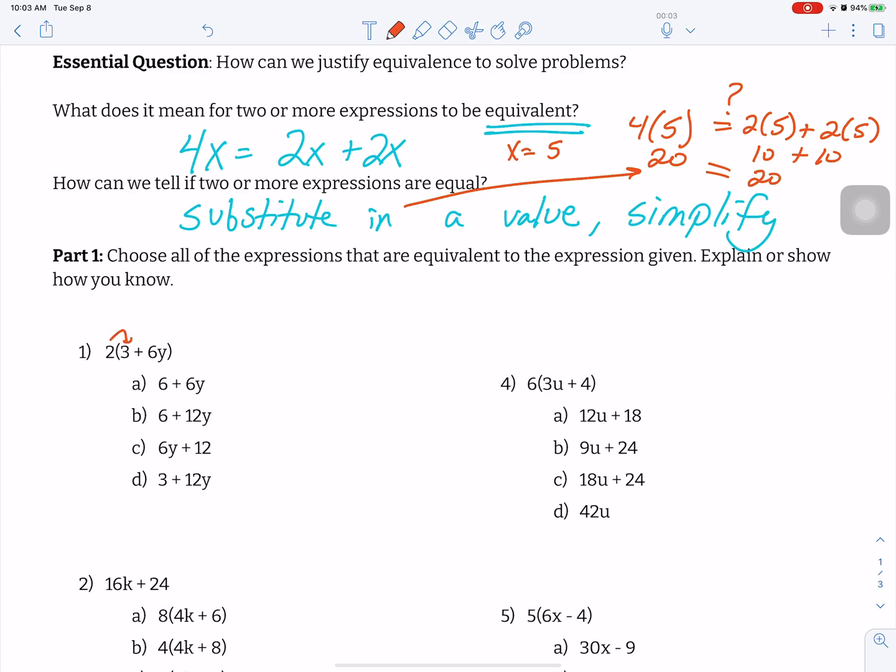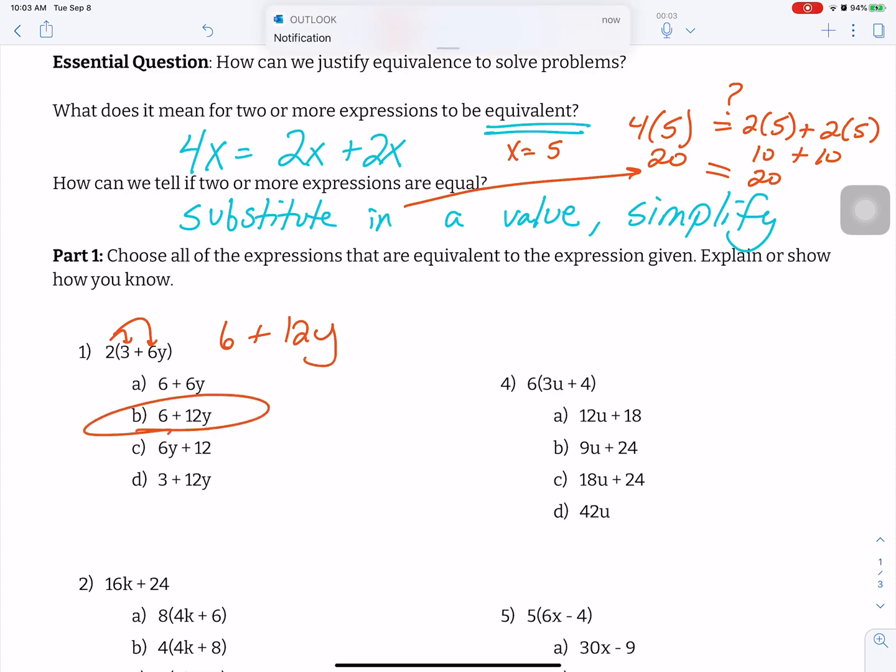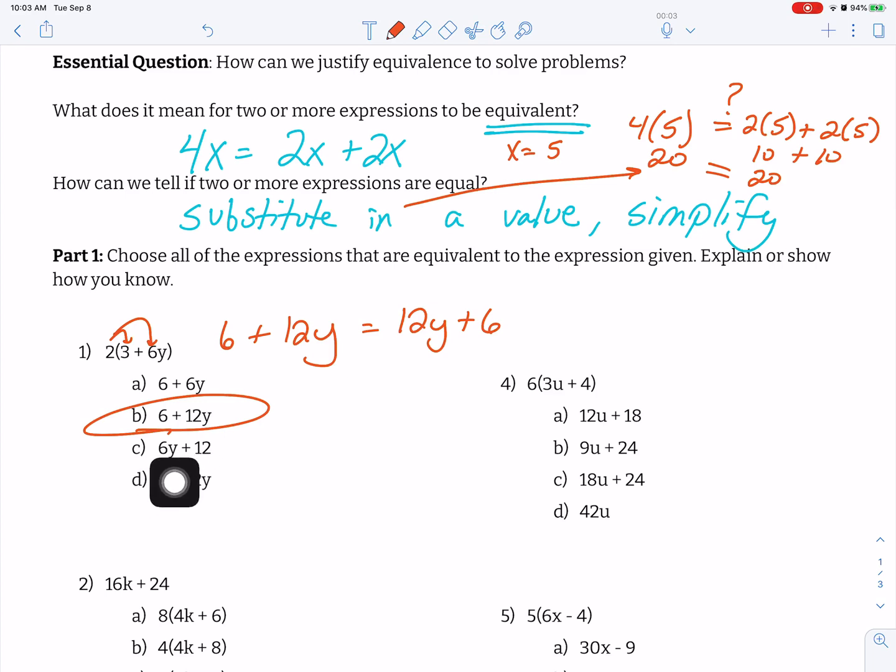So I'm going to use distributive property here. I'm going to simplify this one to get 6 plus 12y. And then if I look, that's going to be this one here. I could also write this. It's the same to say 12y plus 6. That's that commutative property. I'm just switching things. But C is not that, because that 6 has a y in it. So the rest of them end up not working in this case.